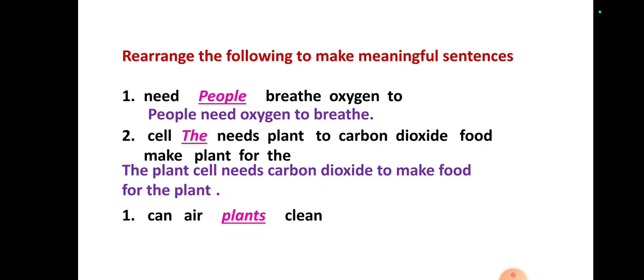How about number 3? Can air plants clean? Can you guess? Can you put these words in order? Yes, plants can clean air.